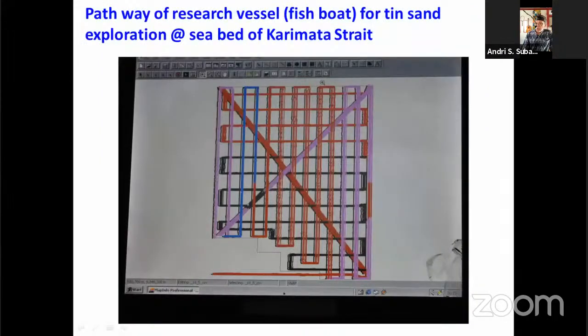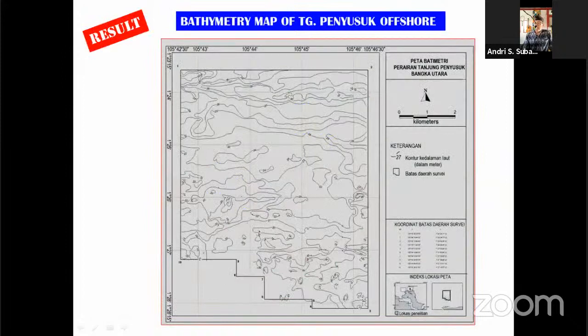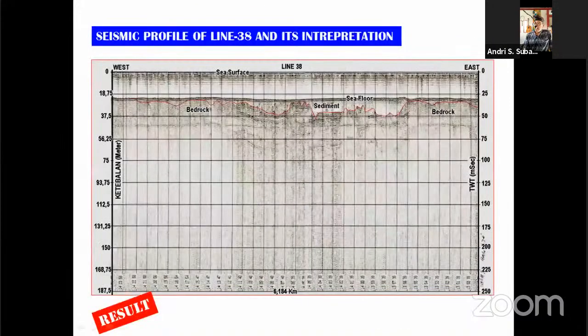So this is the pathway of the research vessel. We used a fish boat also for tin sand exploration on the seabed of Karimata. This is the result: the bathymetry map of Tanjung Penyusup offshore, that we can maybe use to prepare for the next exploration, to detect the way or channel that may be potential for tin sand. This is the seismic profile and its interpretation.